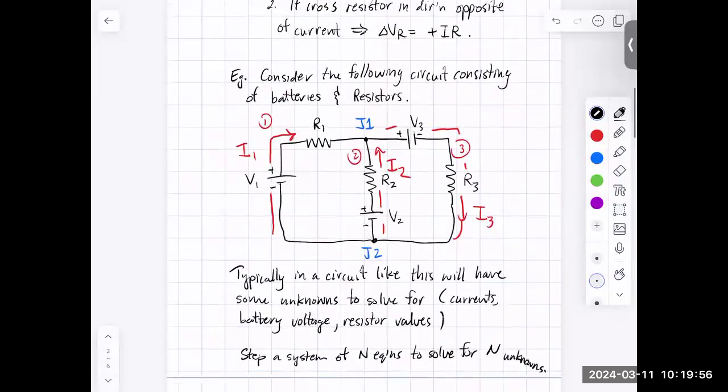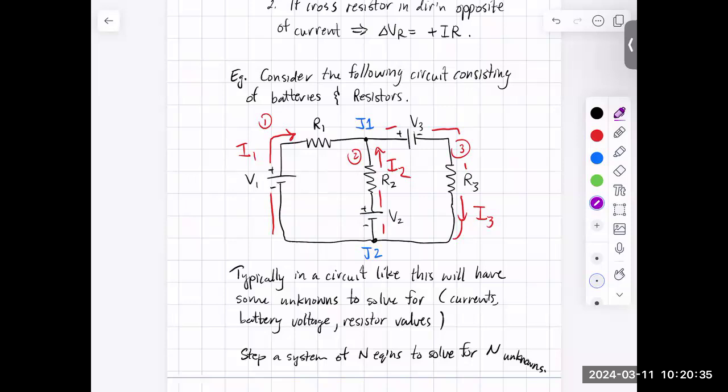So if we go look at our example, how many loops do we have in this 3-branch circuit? How many loops can people see here? 3, that's exactly right. We have a loop on the left-hand side, which involves V1, R1, R2, and V2. We have a loop on the right-hand side, which involves V2, R2, V3, and R3. And then there's an outside loop that skips over the middle branch and involves V1, R1, V3, and R3.